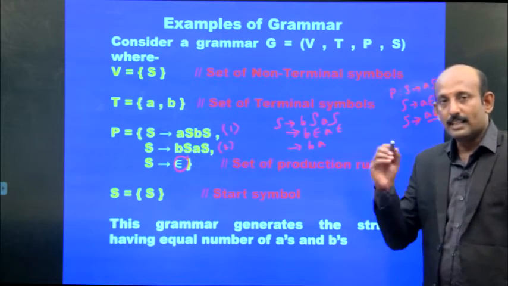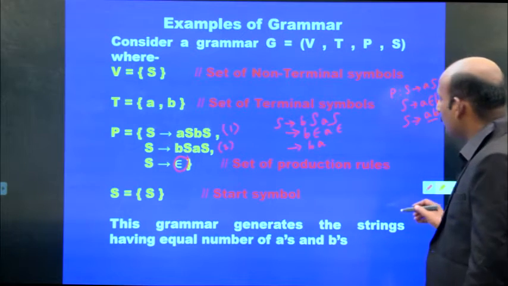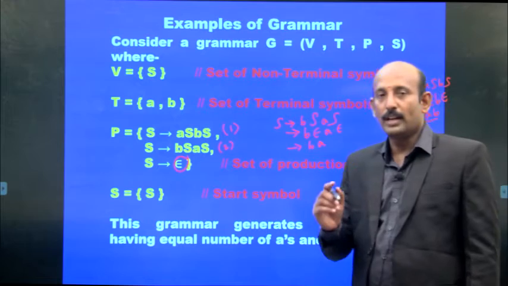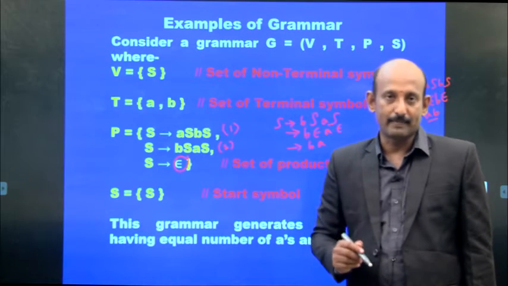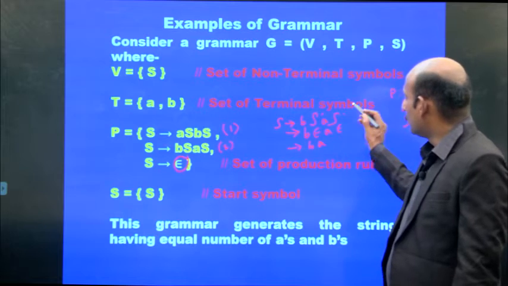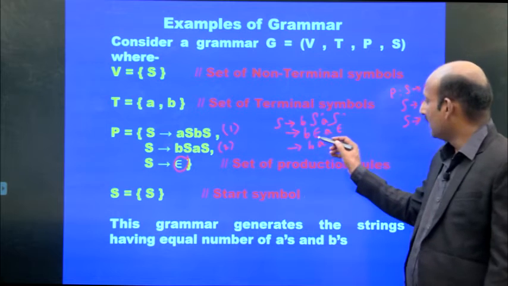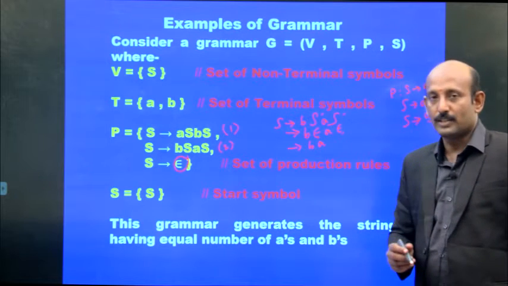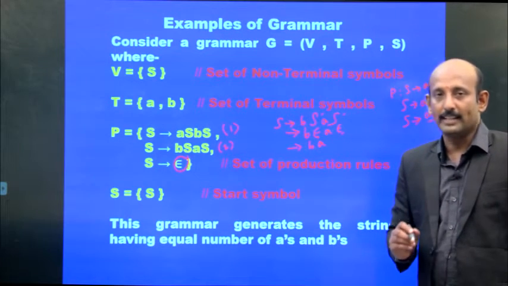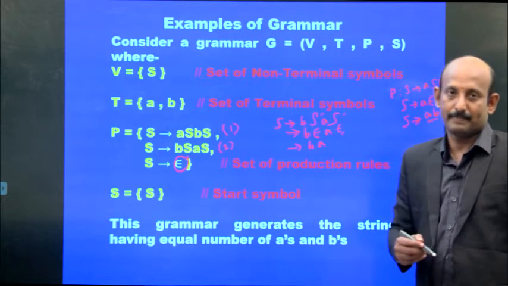But there is one condition: we have to replace only one non-terminal at a time. Two non-terminals are there, and we cannot replace both with epsilon at the same time. So we cannot do it like this, but we have to do it step by step.